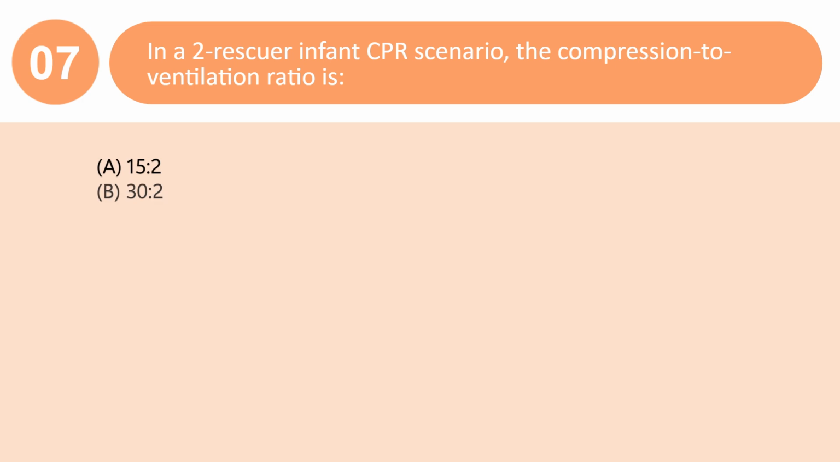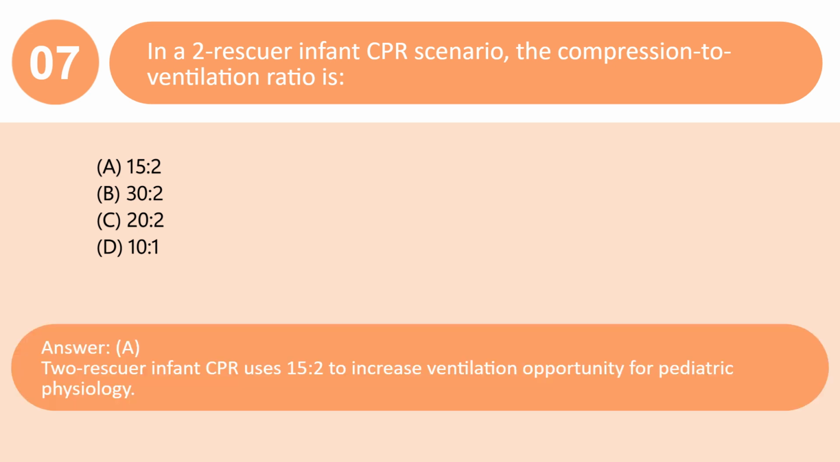In a 2-rescuer infant CPR scenario, the compression to ventilation ratio is: A. 15:2. B. 30:2. C. 20:2. D. 10:1. Answer: A. 2-rescuer infant CPR uses 15:2 to increase ventilation opportunity for pediatric physiology.